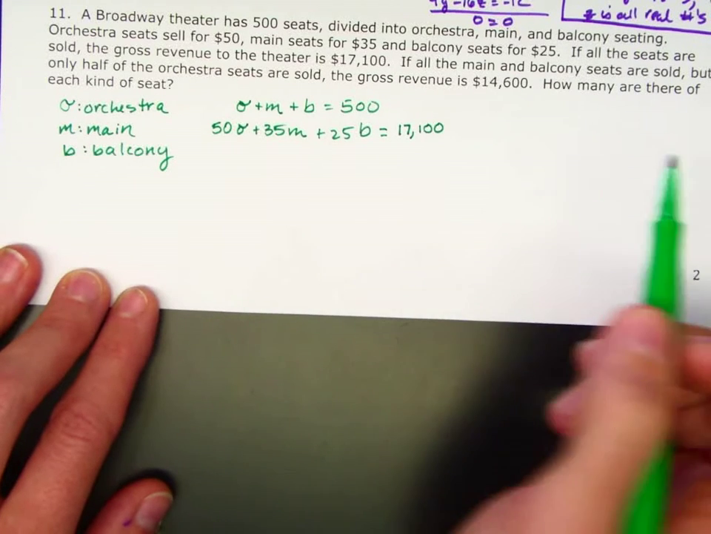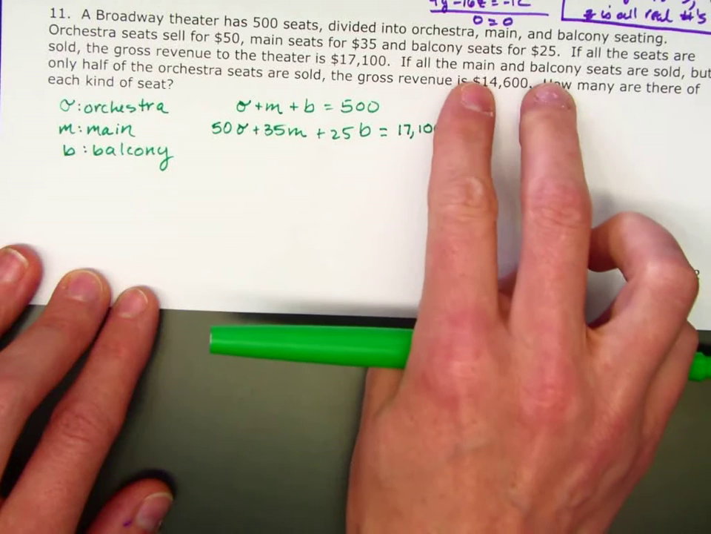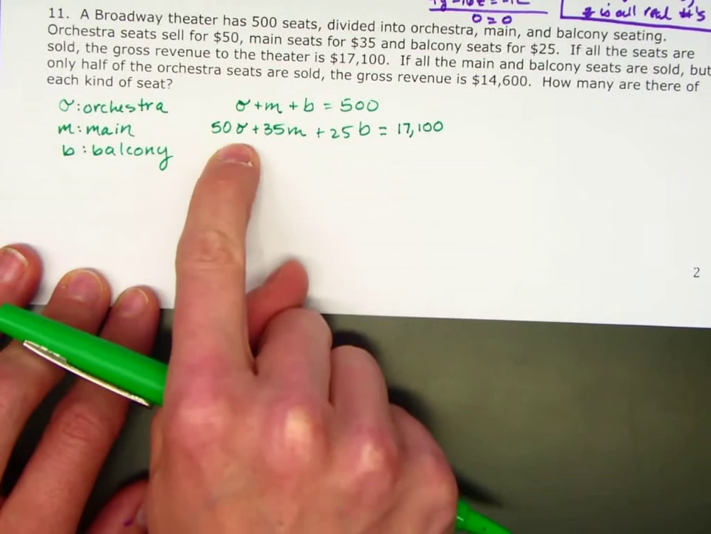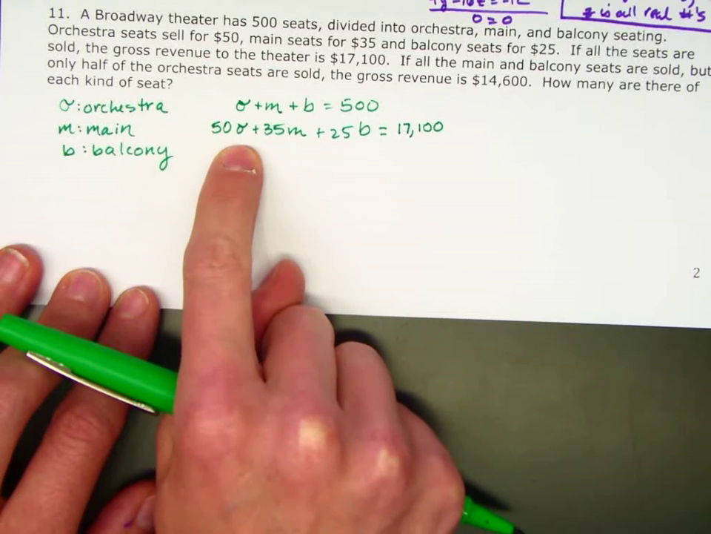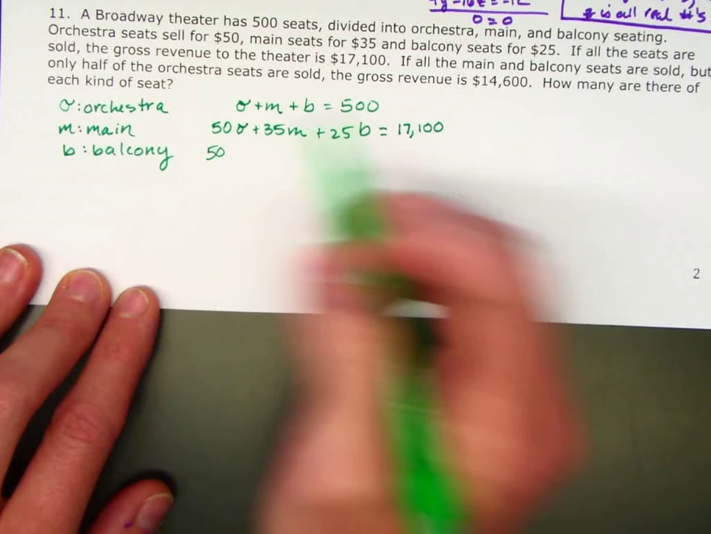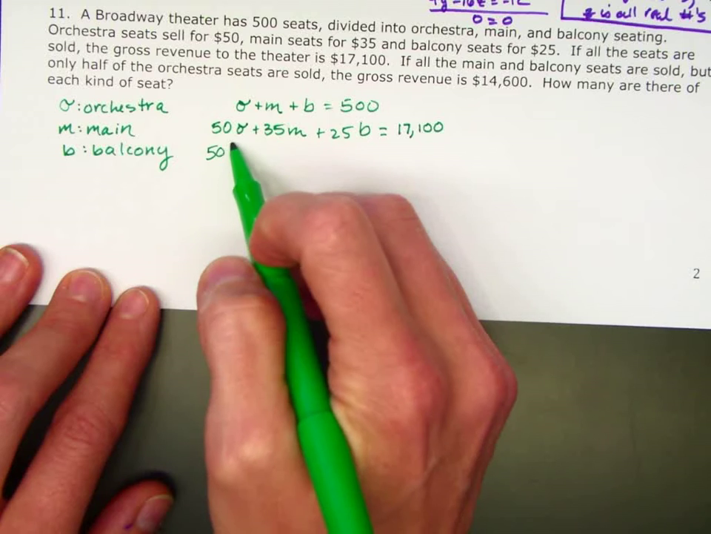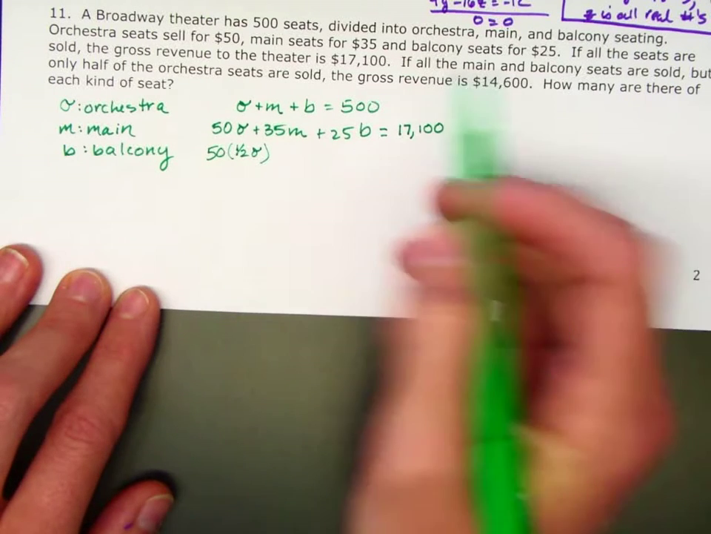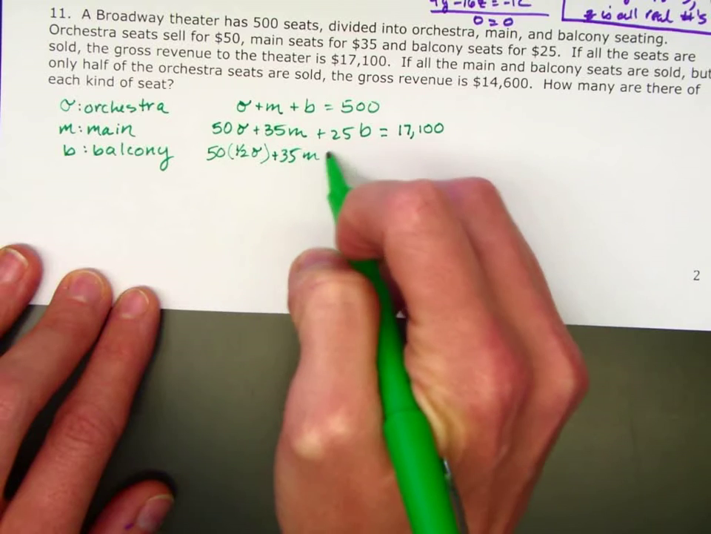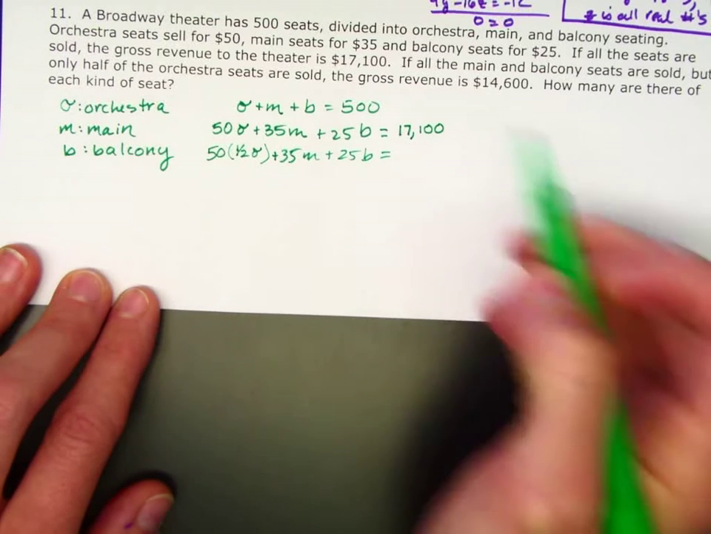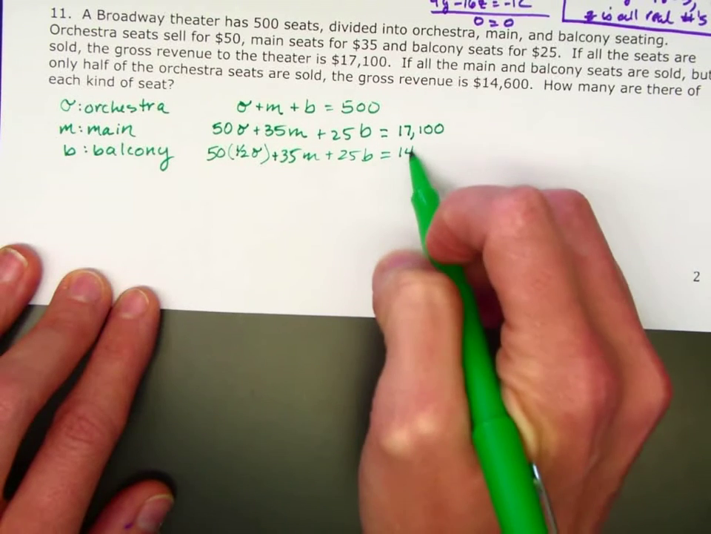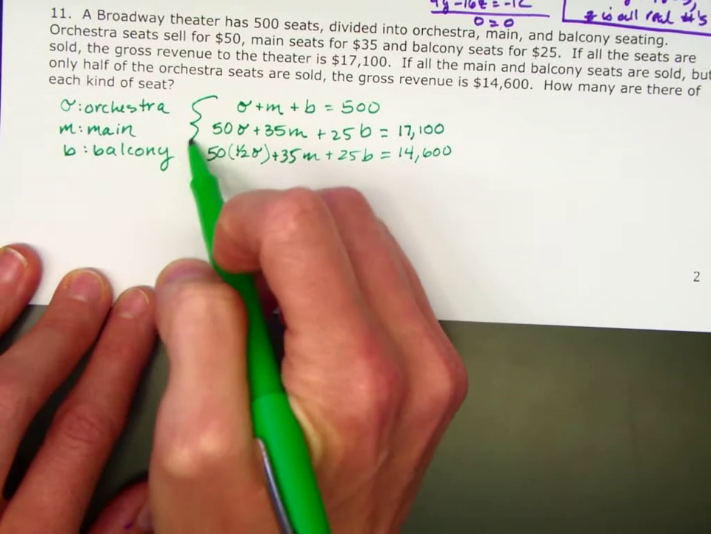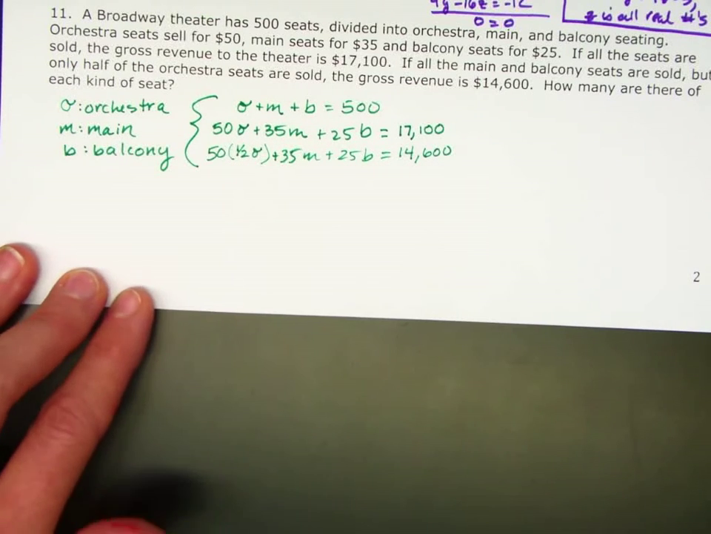Okay. So the next part's tricky, but it says we're going to sell all the main and balcony. So this doesn't change, but instead of O, it's going to be half of the orchestra seats. So it's still 50 for all the ones I sell. It's just I'm only selling half of them that time. But I sell all of the main, I sell all of the balcony, and when that happens, I make 14,600. Okay, so this is our three variable system.